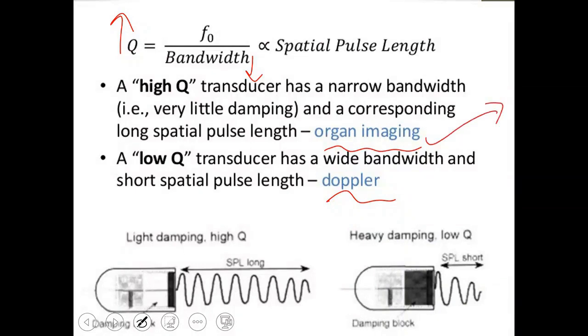In contrast, the Doppler transducer has a wide bandwidth, short pulse length, and high frequency. So it works on shallow or surface imaging for me, and I use it in Doppler. Therefore, if I am talking about Doppler, I am referring to a low Q transducer, and if I am talking about organ imaging, I use a high Q transducer.